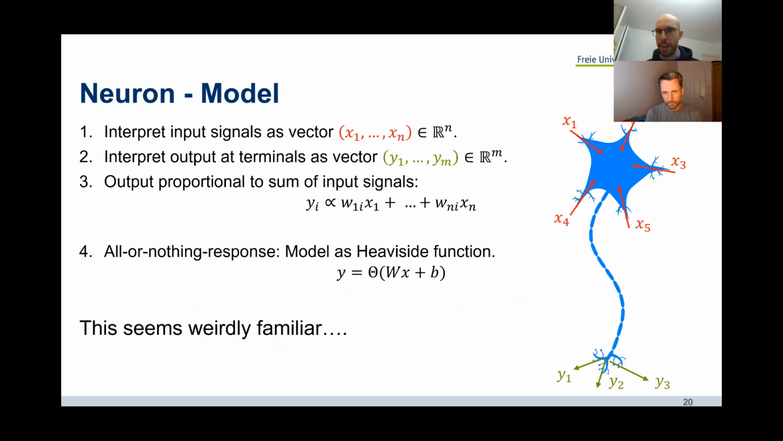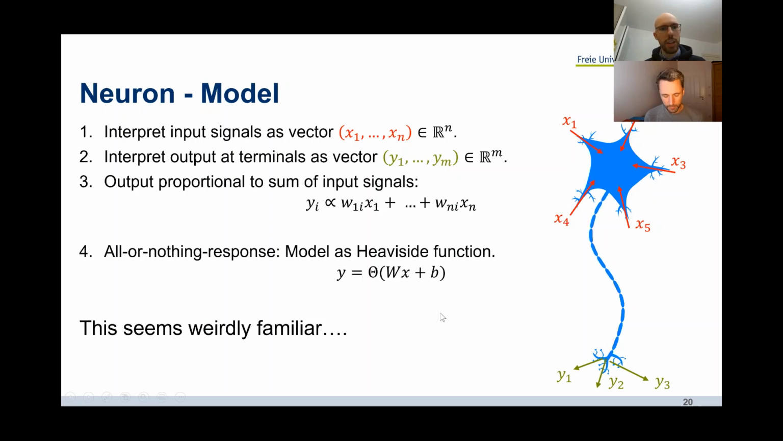Okay, so let's put this biological model into a mathematical model now. We have these inputs at the dendrites. We interpret the input from another neuron as a value x1 from the reals, and we combine all those inputs into an input vector x1 to xn from a real vector space. For the outputs, we do exactly the same thing. For each synaptic terminal, we model an output y1 to ym, so we have an output vector again from a real vector space.